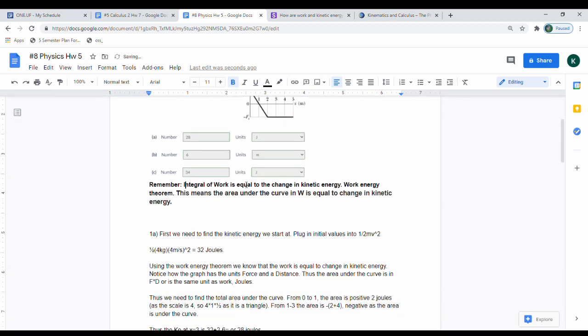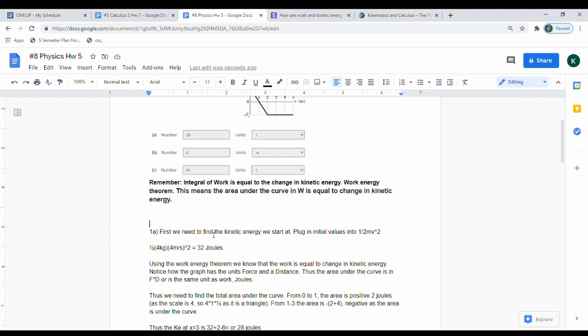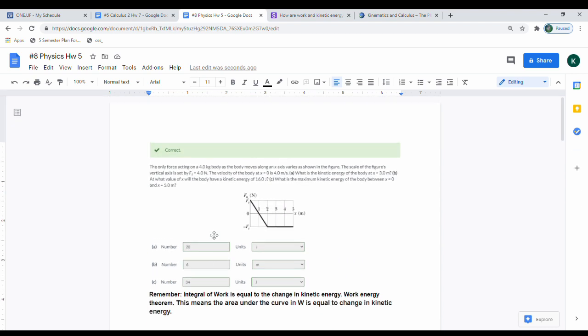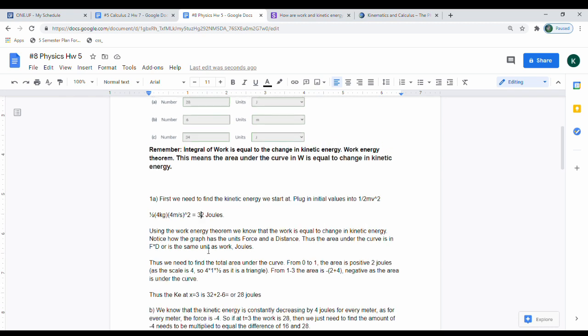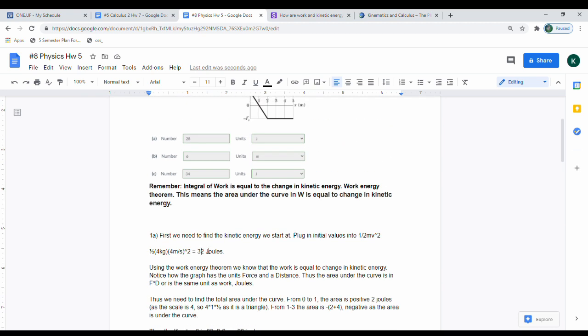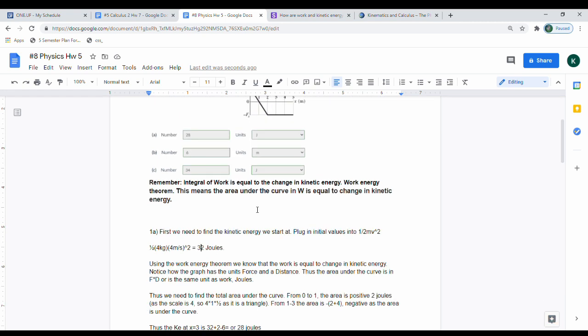I will explain why at the end, but that's all you really need to solve this, so I'll walk through it. So for A, first we need to know what the kinetic energy is at first. So just plug in 1/2 mv squared, plug in the m and v you're given. I got 32 joules. And then because of the work energy theorem, we know that the area under the curve will equal the change in kinetic energy.